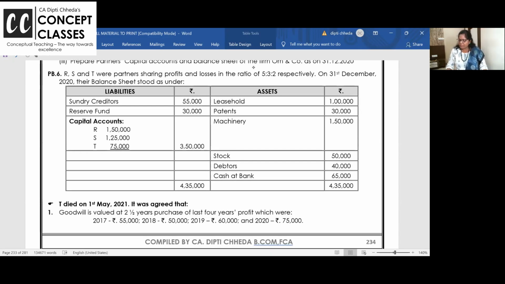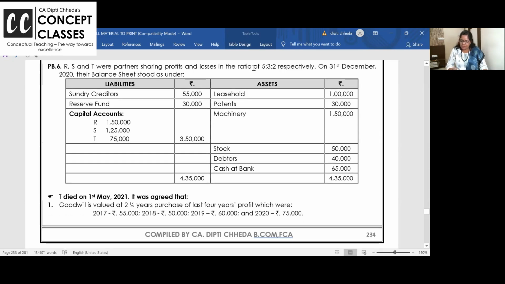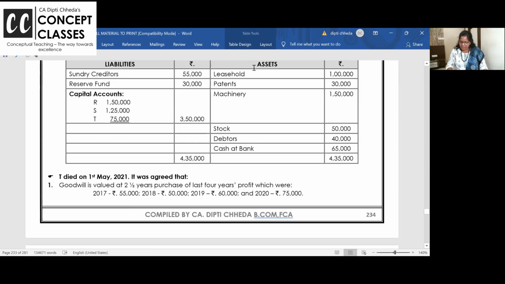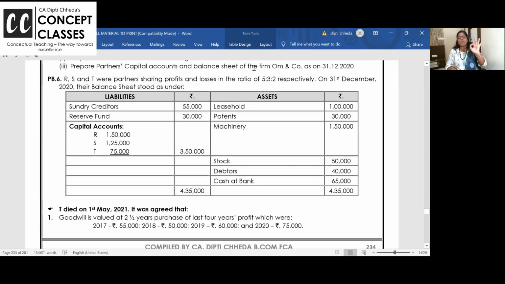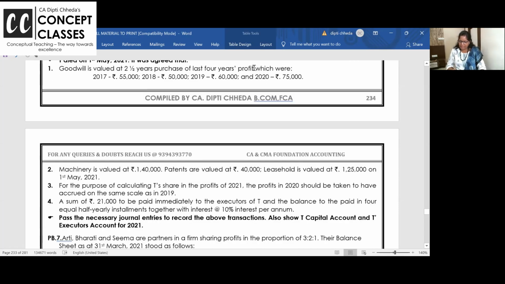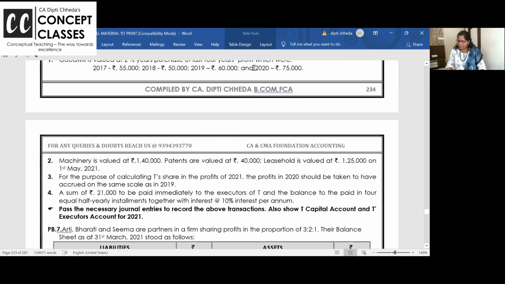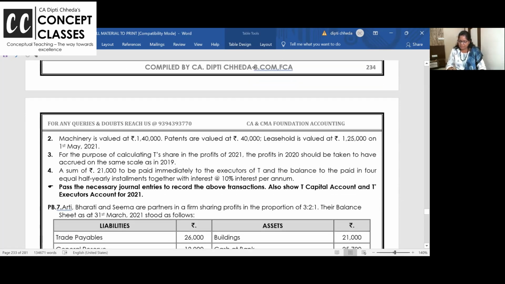R, S, T were partners sharing profit and losses in the ratio of 5:3:2. Reserve is given, all details are given. T died on 1st May. Now look at this. Period पहले calculate कर लेना from the end of the opening balance sheet, that is the financial year, till the 1st May. So how many months? January, February, March and April. 4 months.